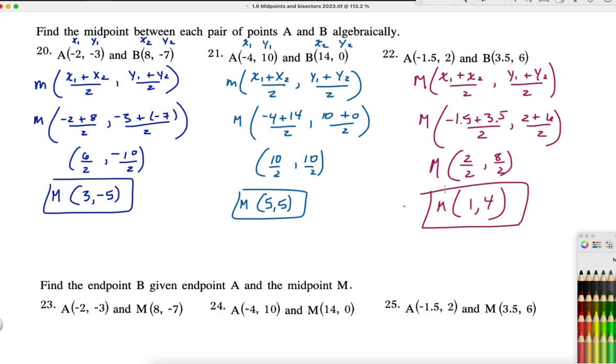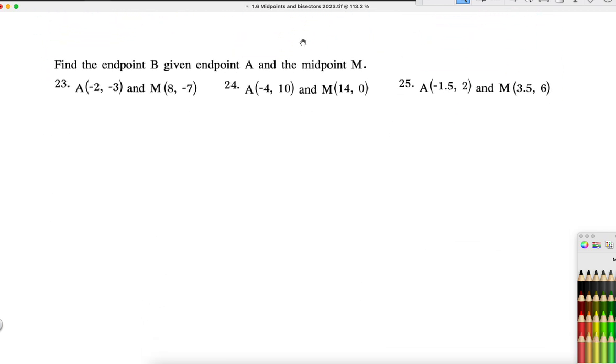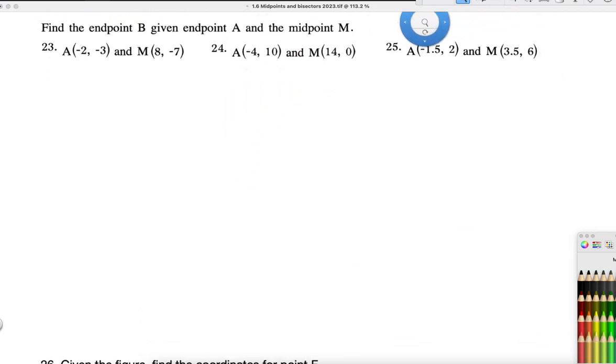All right, so 23 and 24, these are very different problems. Okay, we have to be careful here and not just do the same thing that we've been doing. Okay, so let's think about this for a second. Find endpoint B given endpoint A. So let's say I know this is point A right here. Say this is point A. And here's my midpoint. Where is point B going to be?